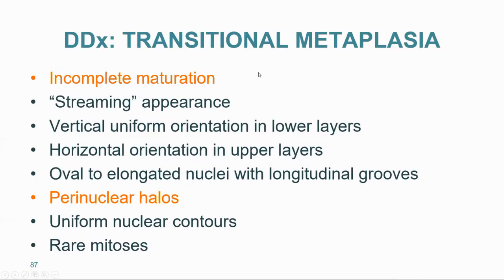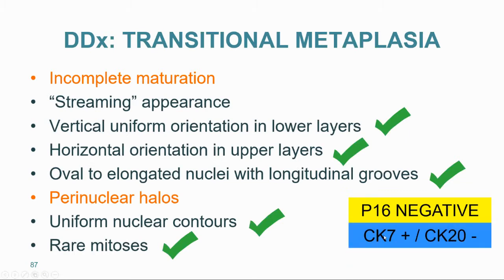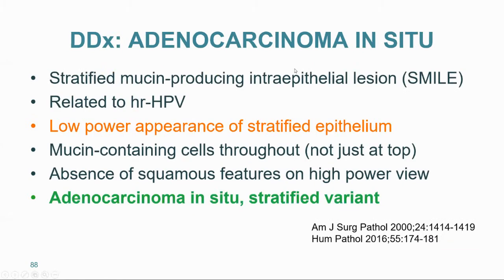They usually appear as incomplete squamous maturation, so that would make you think of an HSIL. However, look for the different nuclear orientation between basal and superficial layers, the oval to elongated nuclei with longitudinal grooves, uniform nuclear contours, and rare mitoses. P16 will also be negative for overexpression in this setting. Transitional metaplasia is consistently positive for CK7, but negative for CK20 when encountered in the cervix.